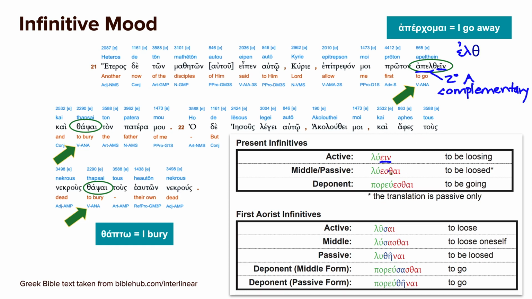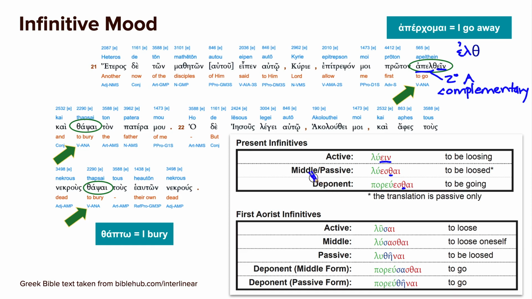But if you see something like luein, that's present. Middle would be to be loosed, luesthai. Notice we have this theta for a passive form and another theta for deponent, which is when a deponent verb is the same as middle only.